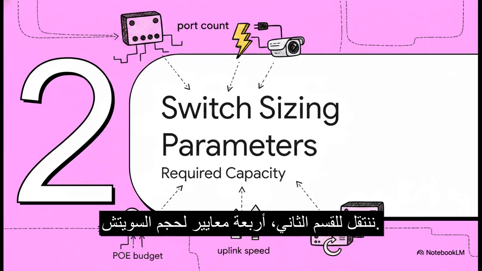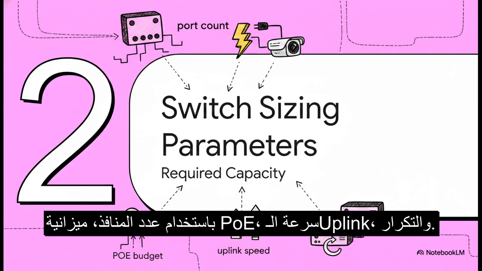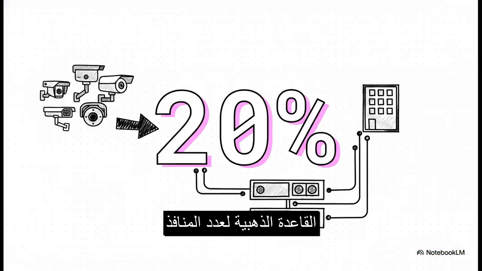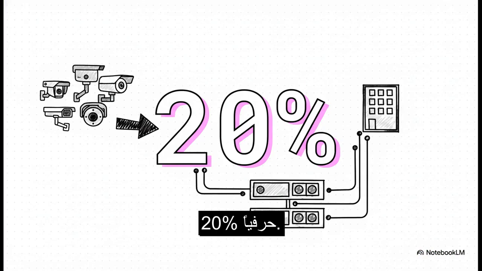Moving on to Section 2, 4 switch sizing parameters. It's time to calculate our required capacity using port count, PoE budget, uplink speed, and redundancy. Okay, so the golden rule for port counts is that you've got to plan for your current camera totals plus exactly 20% spare capacity, literally 20%.